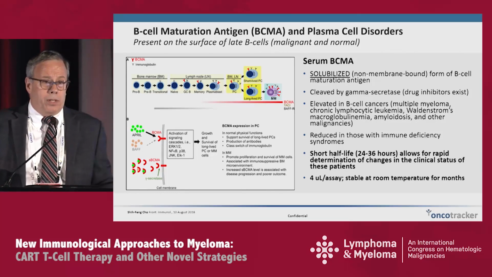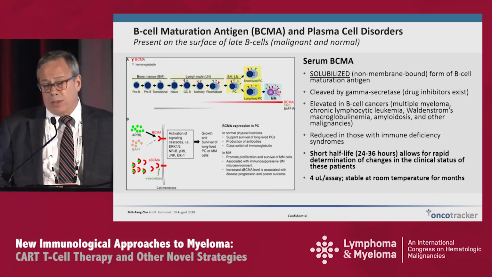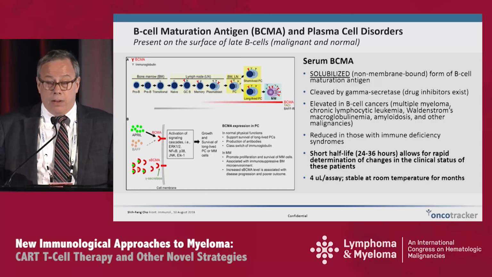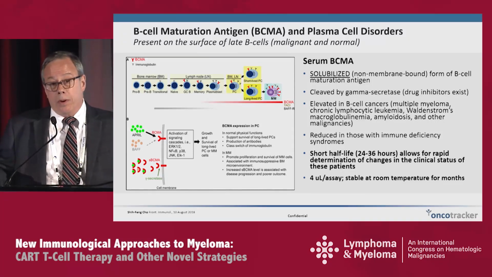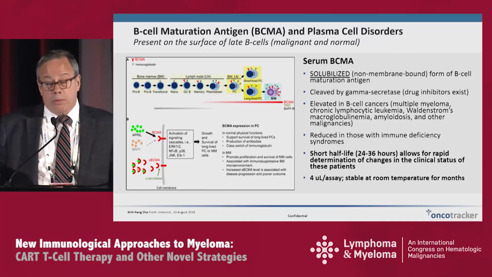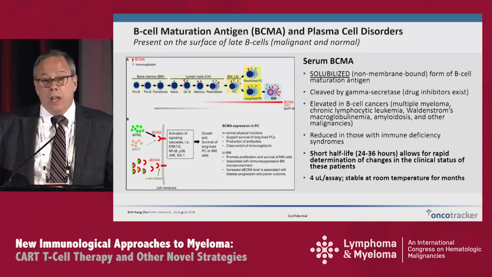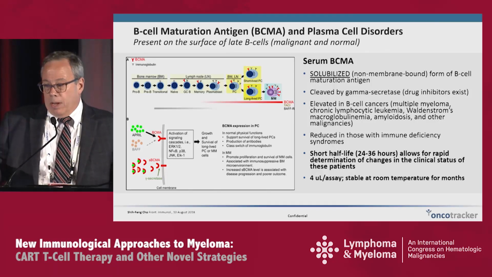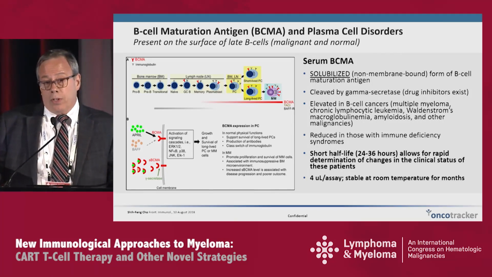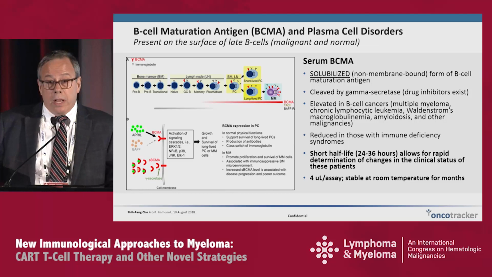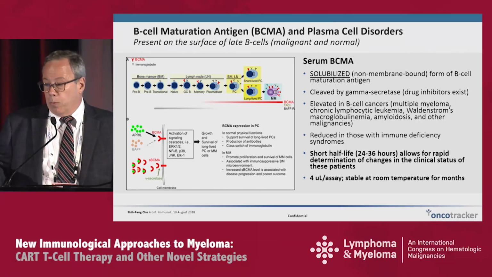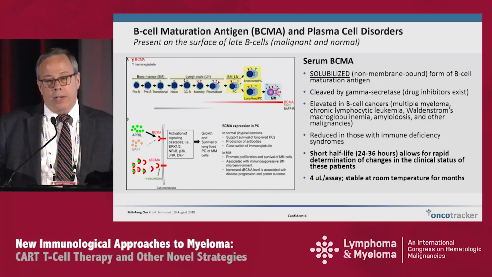We've also just published data in collaboration with a group at Mount Sinai that the levels indeed are extremely low in patients with primary immune deficiencies, those patients with common variable immune deficiency, as well as patients with X-linked agammaglobulinemia. Now in blood, importantly, we have shown that this analyte has a very short half-life, 1 day, not 3 or 4 weeks, so it allows much more rapid determination of changes in clinical status of our patients than what we have now with M protein.